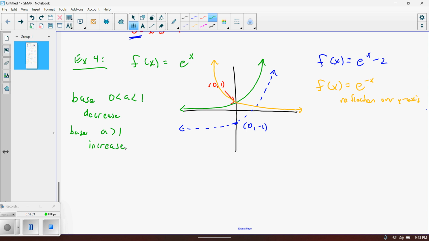So either by changing the exponent to a negative or by changing the base into a value in between 0 and 1, you can actually make this whole thing decrease.